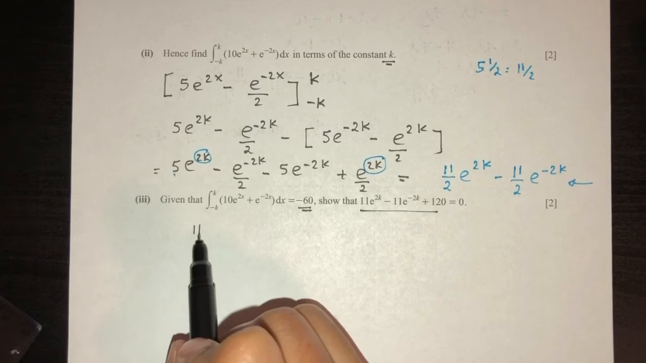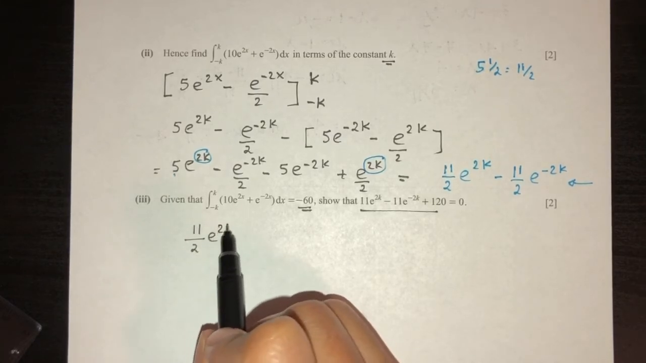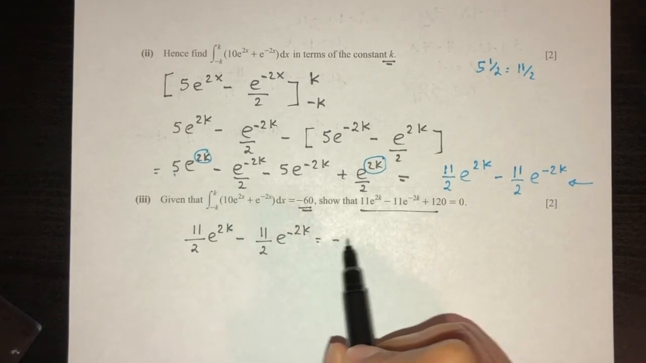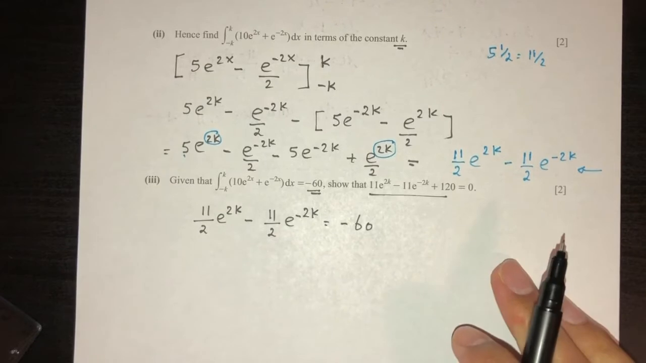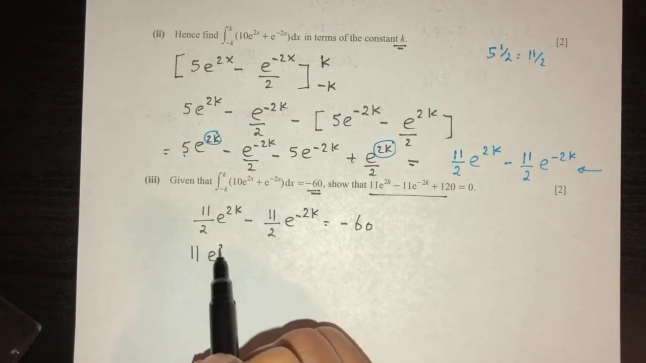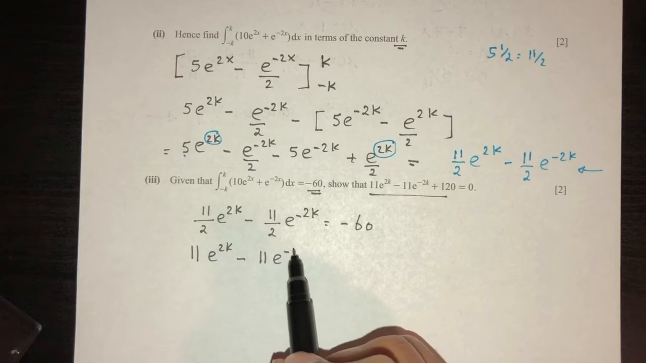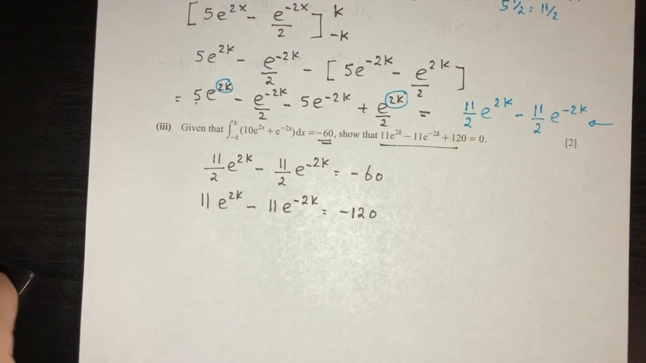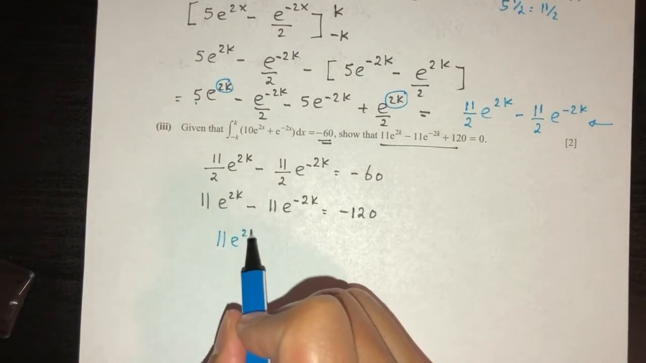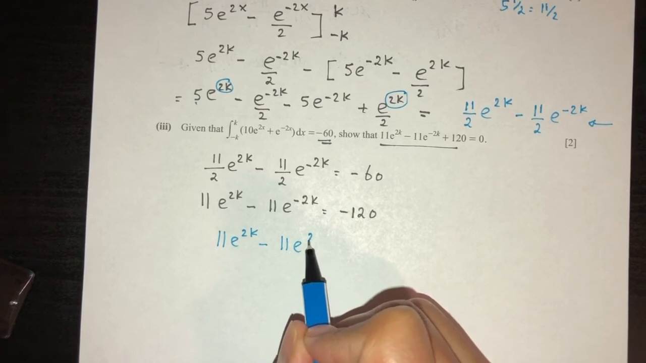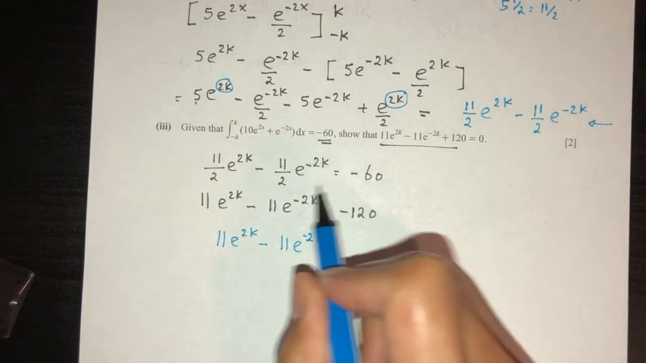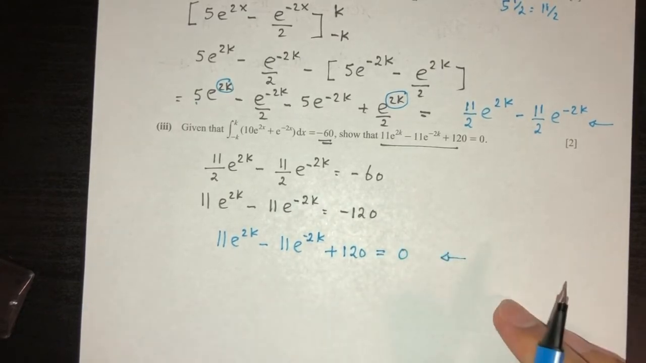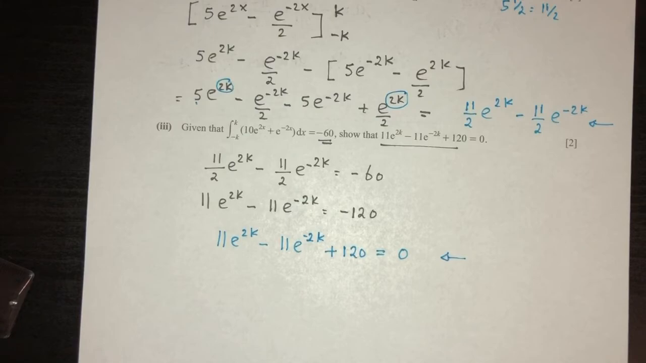So 11 over 2, you have 2k minus 11 over 2 minus 2k is equal to minus 60. So if you multiply by 2 everywhere, you will have 11e^(2k) minus 11e^(-2k) is equal to minus 120. Now you send everything to one side, you will have 11e^(2k) minus 11e^(-2k), then minus, send here, you will become plus 120 is 0. That is your part 3 of your question. This is shown as required.